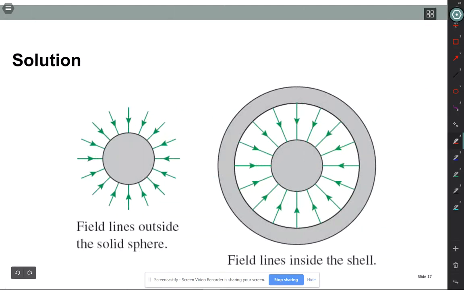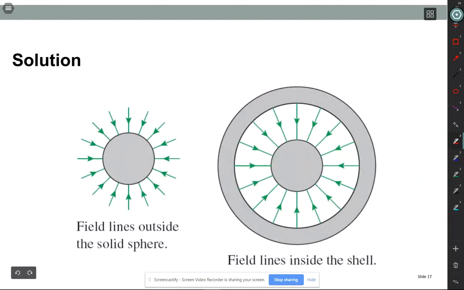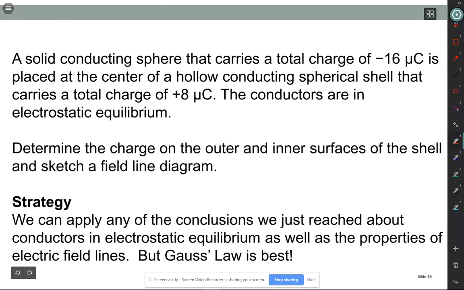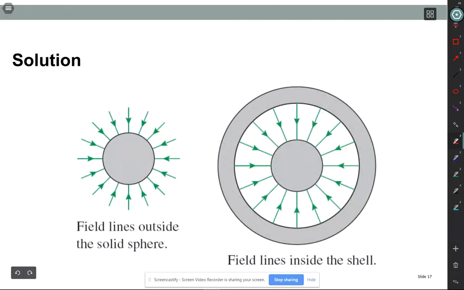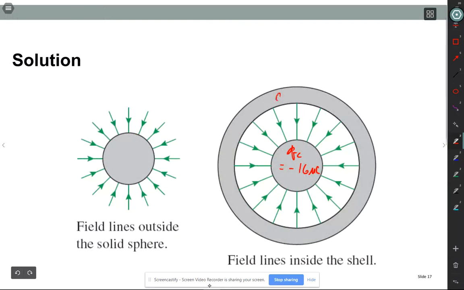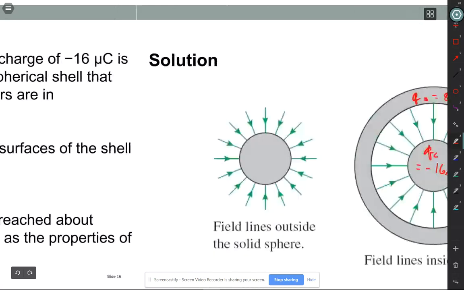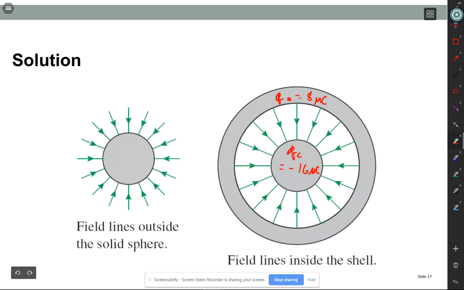So here's pictures to illustrate. I want to see the picture. So we have minus 16 microcoulombs at the center. Q_C equals minus 16 microcoulombs. And then we have plus 8 microcoulombs on the outer. Q_shell equals 8 microcoulombs. Right? So there's our picture. Now, I have a couple different things here, and I wanted to do this using Gauss's law.